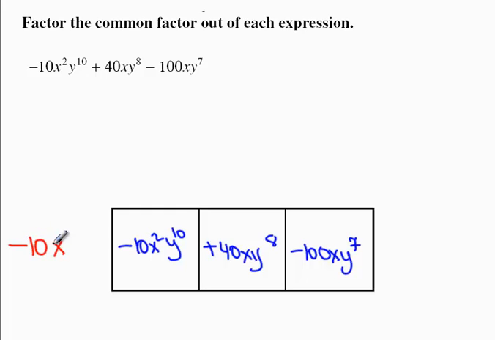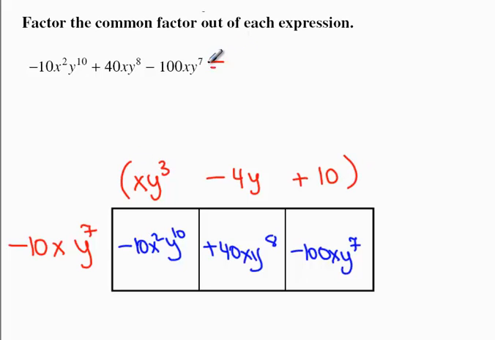And then I have x squared, x to the first power, x to the first power, so I only have one x that's in common. And then I have y to the seventh in common because this term has 10 y's, this term has 8 y's, and this term has 7 y's. And then we're going to work backwards. So I need xy to the third. Here I need negative 4y. And here I need positive 10, and then that's it.